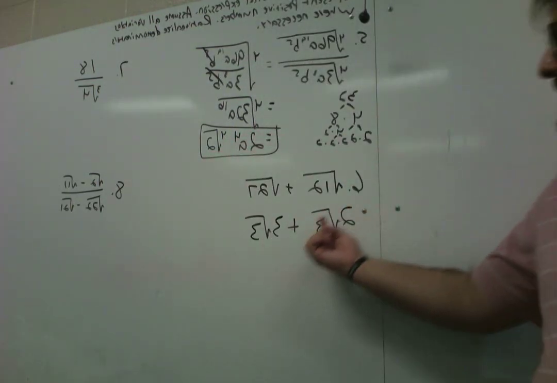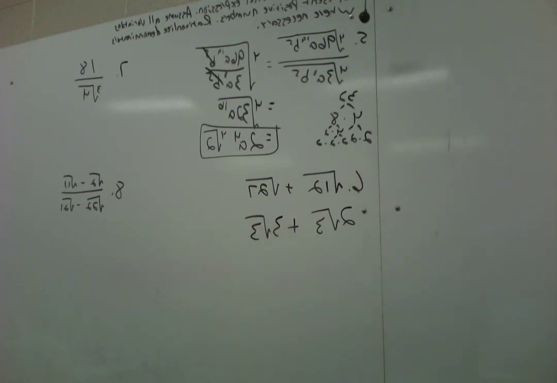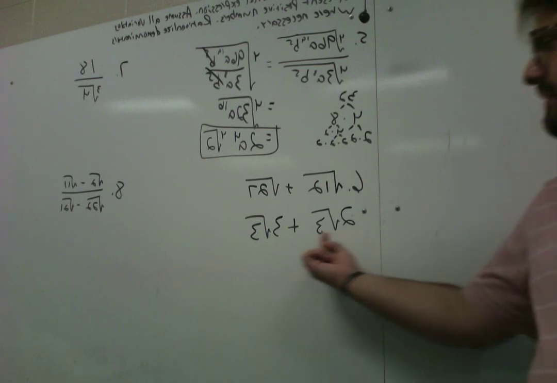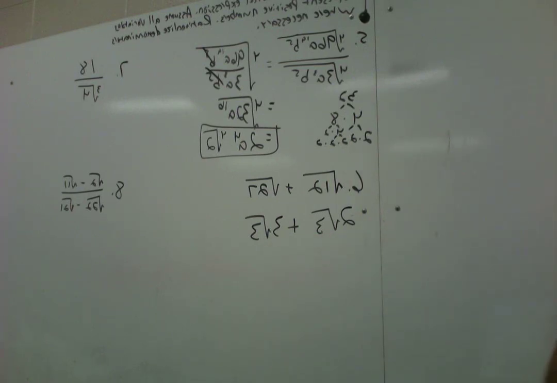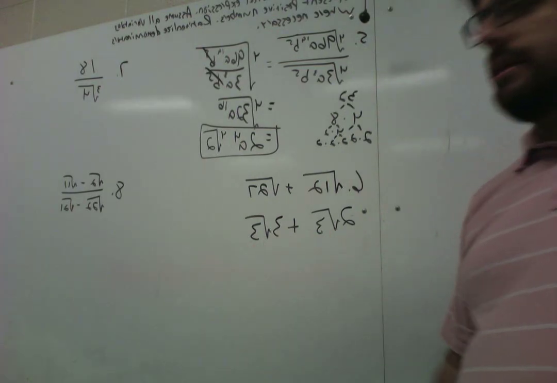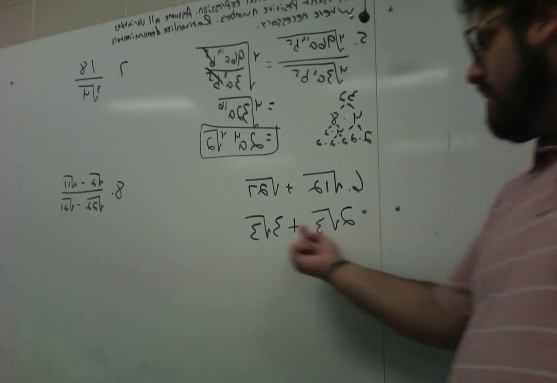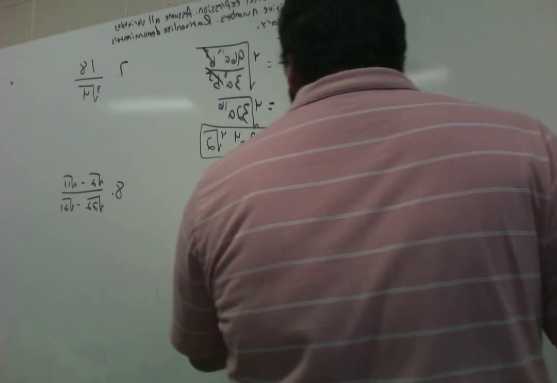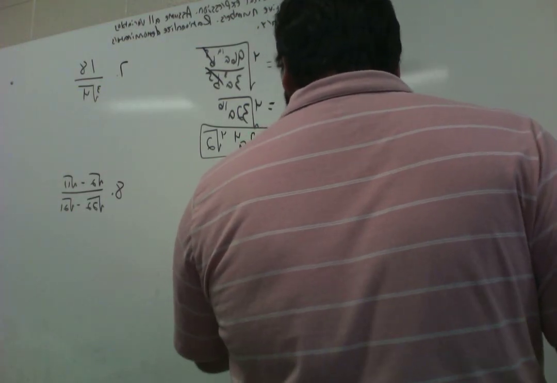Now they have the same index and the same radicand. But I can only combine their coefficients. I can't combine these by themselves. I have to just combine the coefficients together. 5 square root of 3.